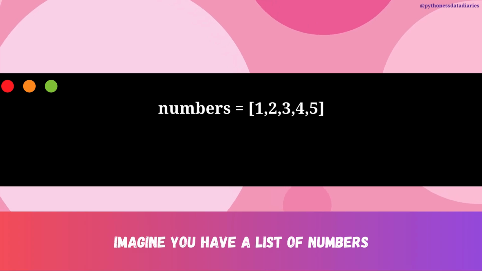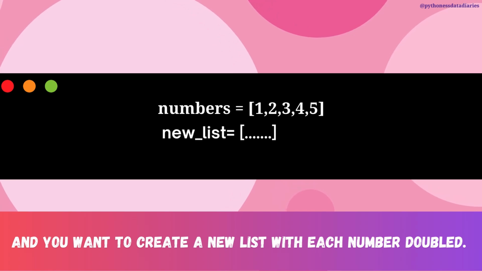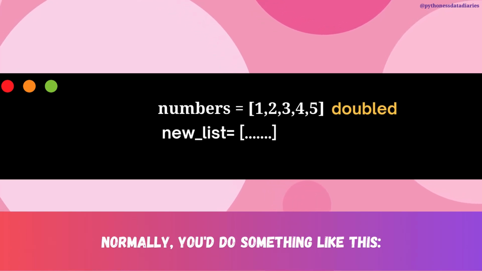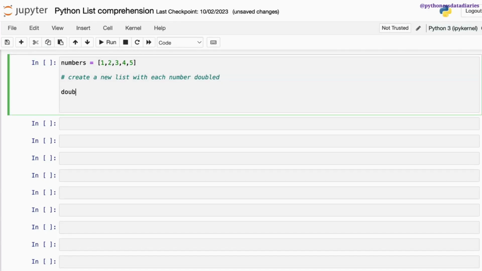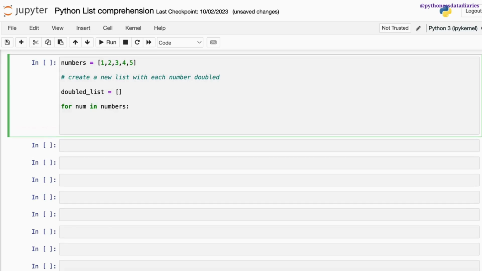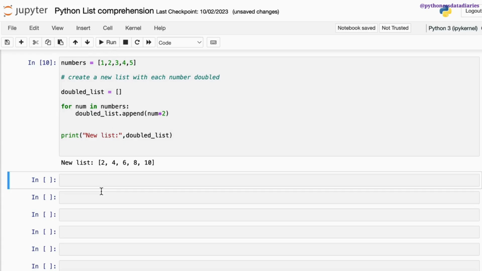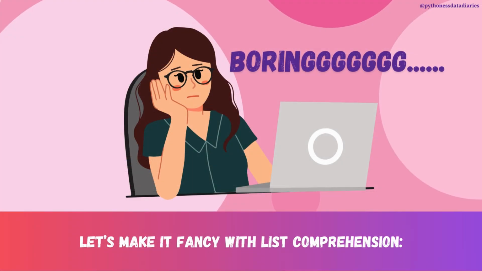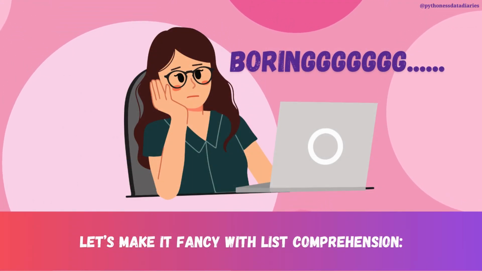Imagine you have a list of numbers and you want to create a new list with each number doubled. Normally, you would do something like this. Boring. Let's make it fancy with list comprehension.